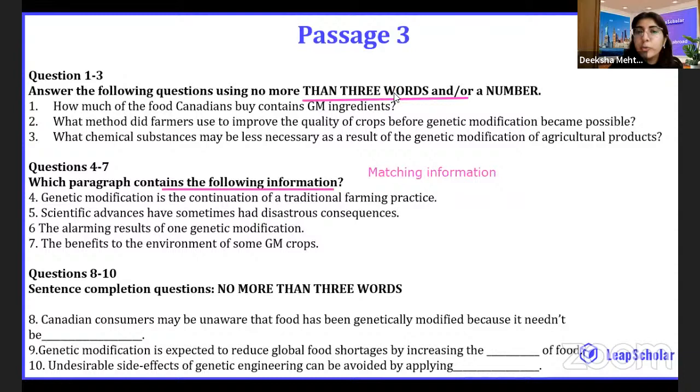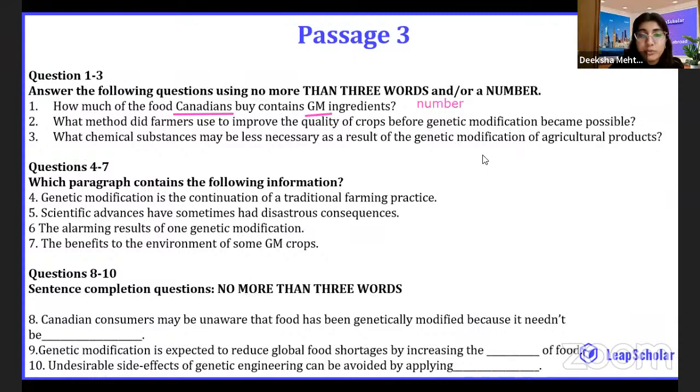Look at the first question. It says, how much of the food Canadians buy contains GM ingredients? There are two capital-letter keywords, Canadians and also GM. And what is my answer going to be? How much? That means my answer is a number. Perfect. Second question, what method did farmers use to improve the quality of crops before genetic modification became possible?